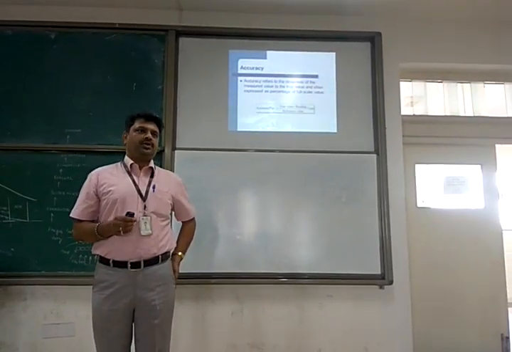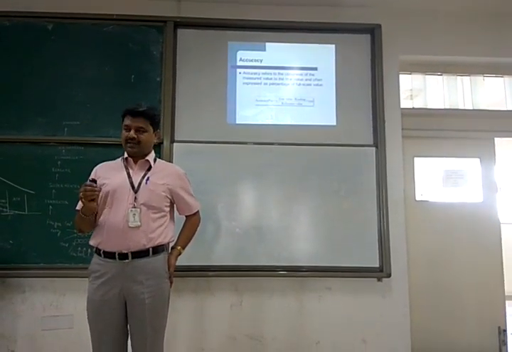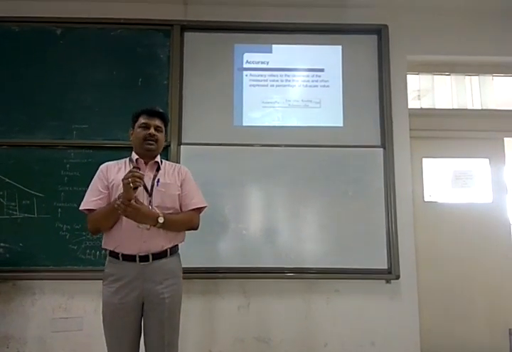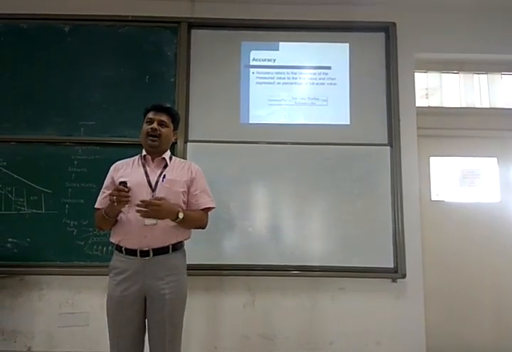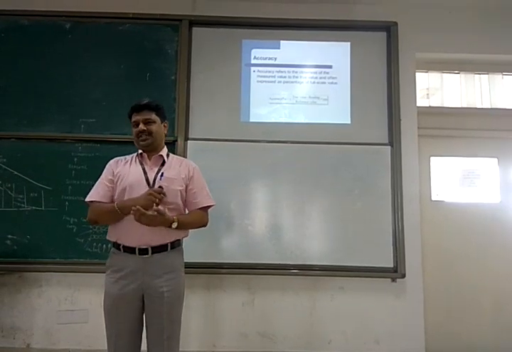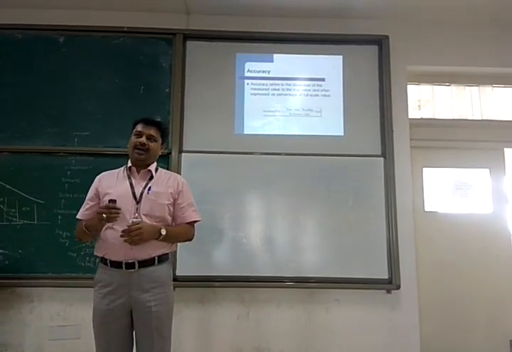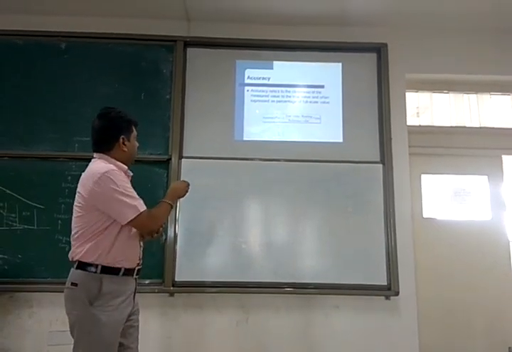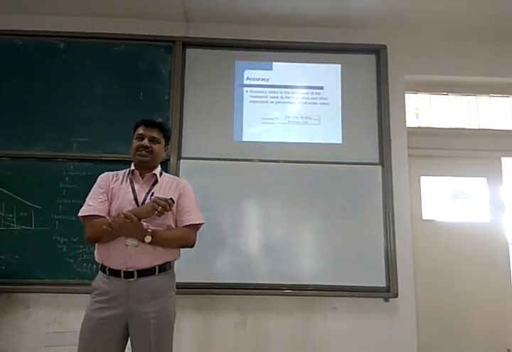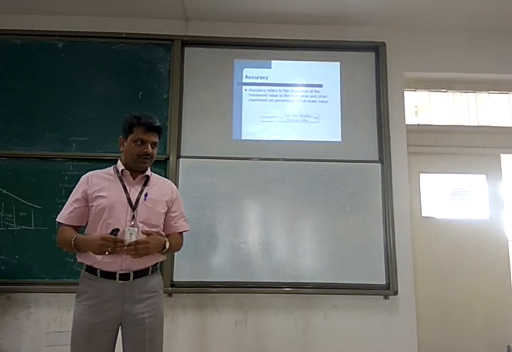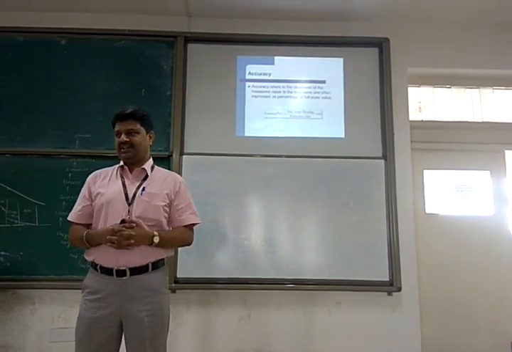Last class we have been talking about the term accuracy. Okay? Accuracy actually means inaccuracy. Number two, accuracy is closeness of the measured value to the true value. That's the definition.